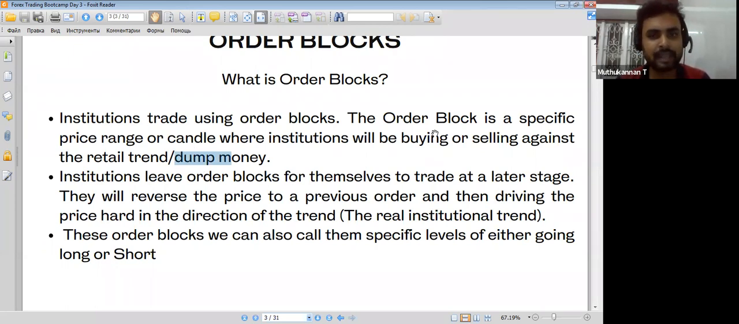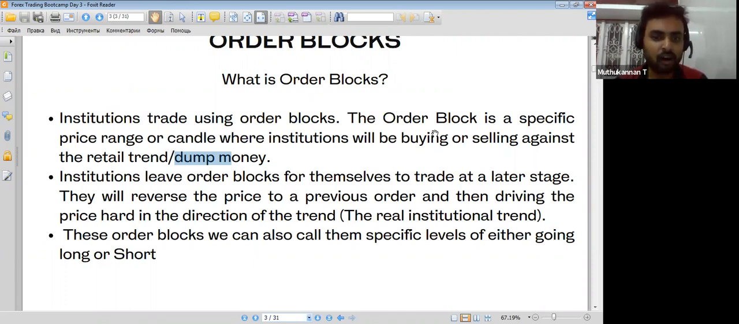Institutions will be taking entries and exits. They will be exiting their positions and entering their positions. It is understandable that they will be taking entries from the order blocks, and they will be exiting from the order block. Okay, it's a price range, or it may be a single candle, or maybe a range of candles, right?